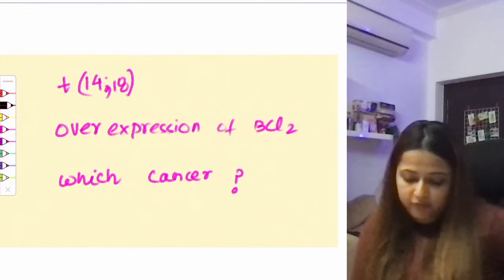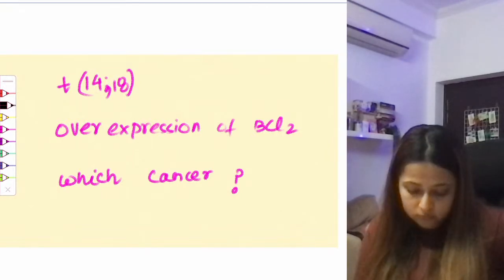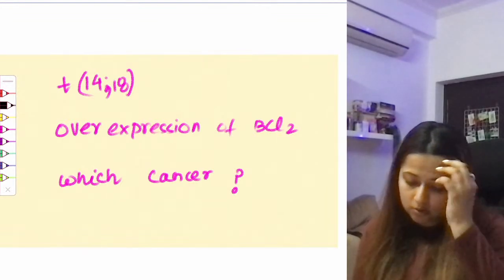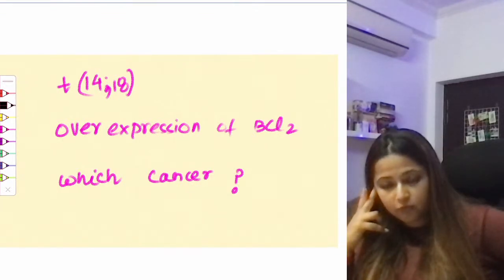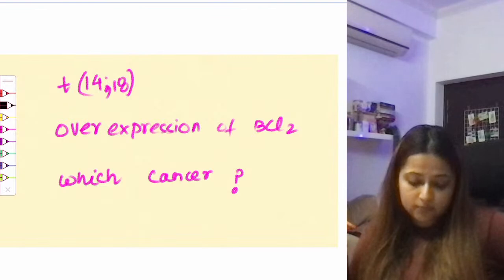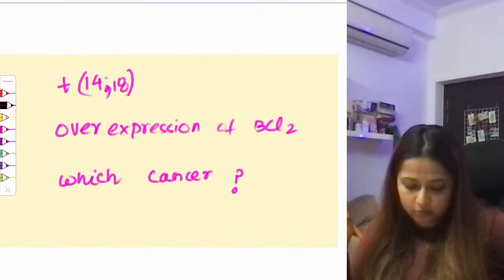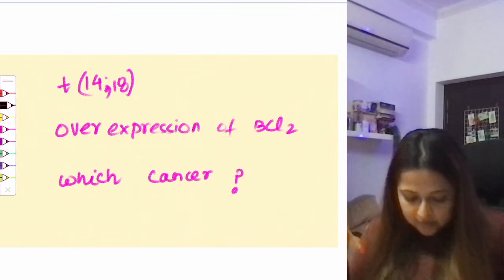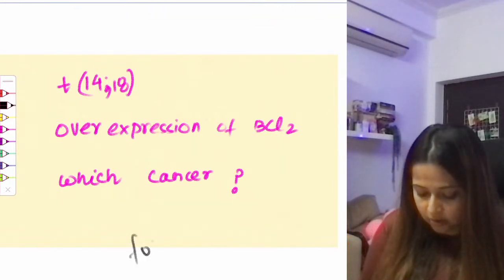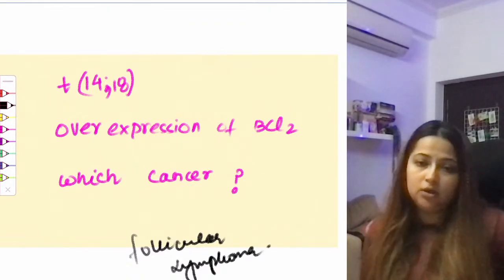So guys, if the question mentions the translocation 14;18 and overexpression of BCL2, which cancer is this? Which malignancy is this? The take-home message is, please read the table for translocations. They are very, very important. Please do that. Do not leave that, okay? Excellent. Yes, you guys give the right answer. Smriti, Deji, Sachi, the answer is follicular lymphoma.